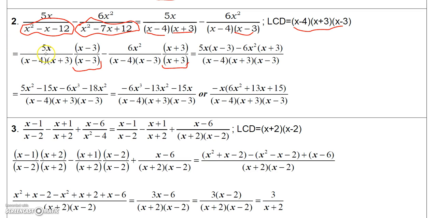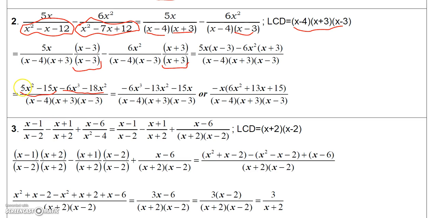And then when you distribute here, you have 5x squared minus 15x, which I did down here. And then you distribute here, and you get 6x squared times x plus 3, which, since you're distributing the minus, is going to be minus 6x cubed minus 18x squared. And so that's what that's going to be. And notice I just bring my common denominator along here.